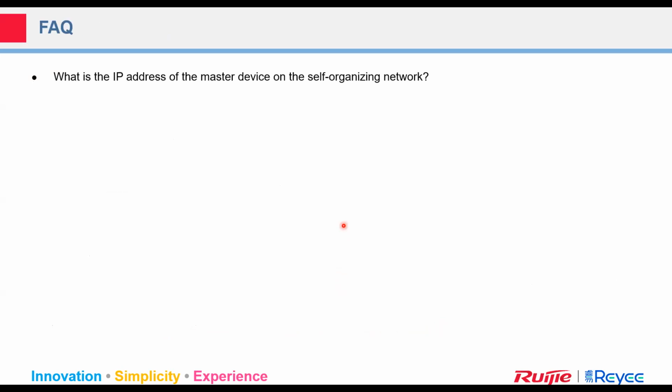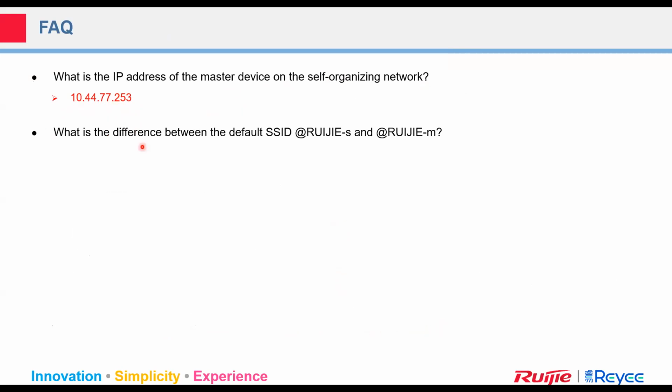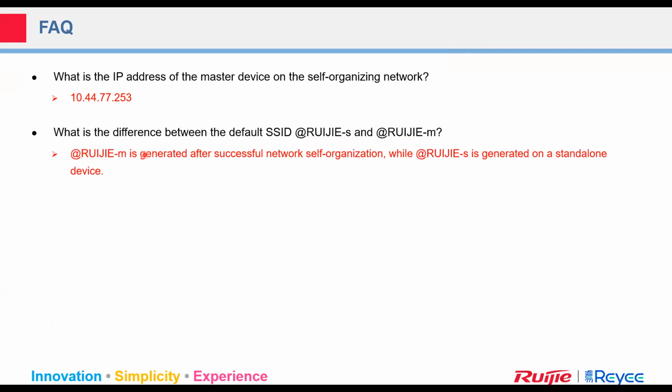So these are the frequently asked questions. What is the IP address for the SON network? The IP address of the SON network is 10.54.77.253. What is the difference between the default SSID Ruijie-H or Ruijie-M? -M is for devices that connect to the SON, whereas -S is for connecting to a standalone device.